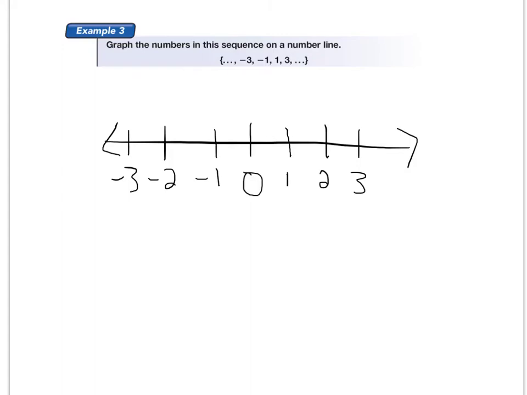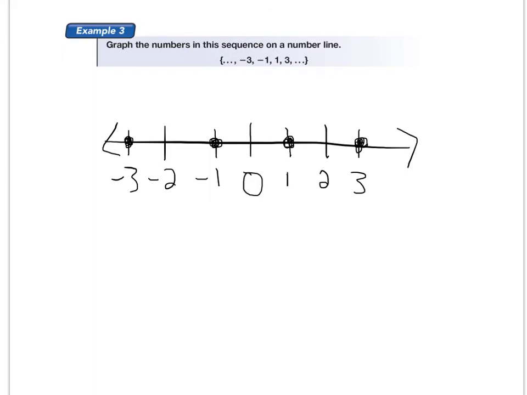I want to graph the numbers in that sequence. Well, this sequence is all of these odd numbers here. So I have to put dots on the odd numbers. So I'm going to put a dot on negative 3, a dot on negative 1, a dot on positive 1, and a dot on positive 3.